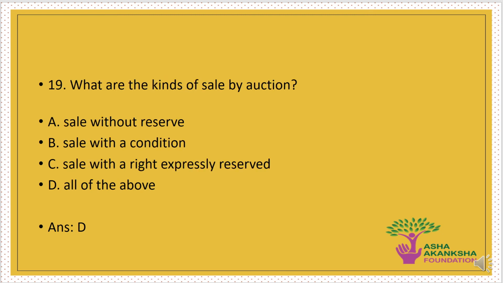Next question is: what are the kinds of sale by auction? Options are A. Sale without reserve, B. Sale with a condition, C. Sale with a right expressly reserved, or D. All of the above. The correct answer to this question is option D. That is all of the above, which means that sale without reserve, sale with a condition, and sale with a right expressly reserved are the three kinds of sale by auction.